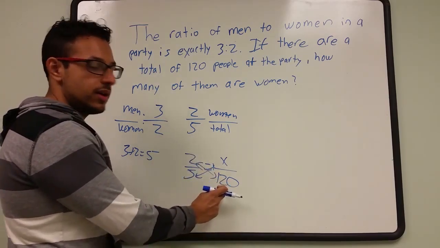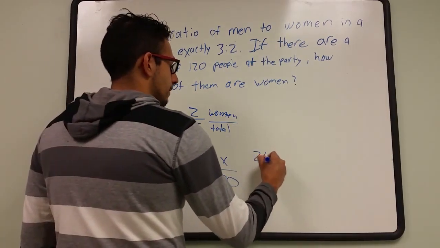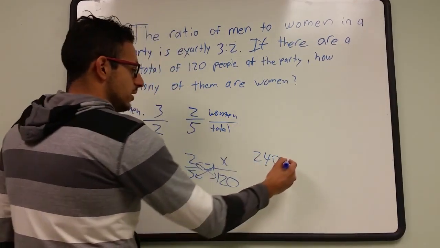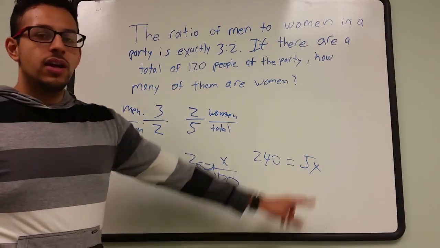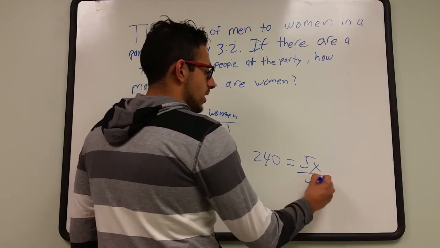So now to solve for how many women are in 120 total people, we're just going to cross multiply. So 2 times 120 is 240 equals 5 times x, which is 5x. Now to solve for x, we're going to divide by 5, both sides.